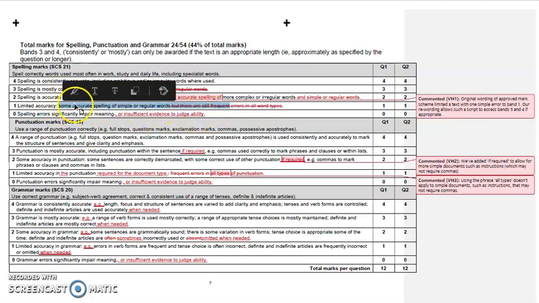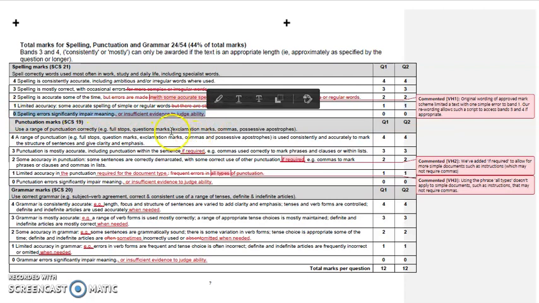And you see here, 0 marks would be where your spelling is so bad that they can't really understand what you're trying to say. And again, this follows for punctuation and grammar. So they expect to see a range of punctuation, and if it's used consistently and accurately, you'll get the full marks.